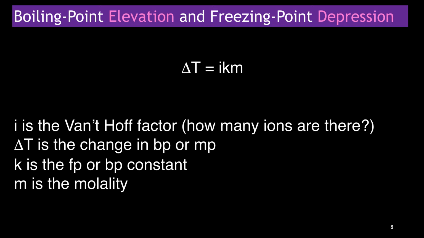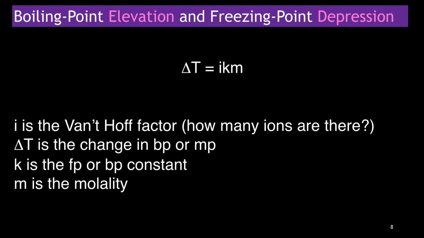Adding a solute to a solvent will also change its boiling and freezing points. It will raise the boiling point, and it will lower the freezing point. The difference in the boiling and the freezing points, delta T, can be calculated from the molality, the freezing or boiling constant, and the Van't Hoff factor. Boiling and freezing point constants are in tables in the appendix of your textbook. They are available online as well.